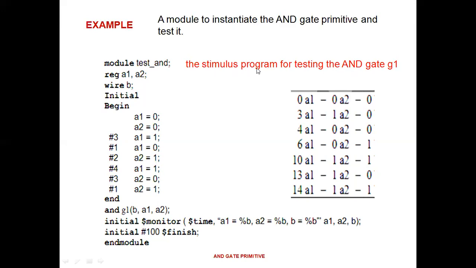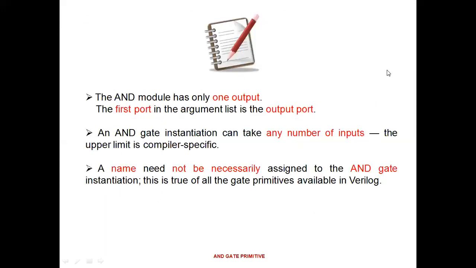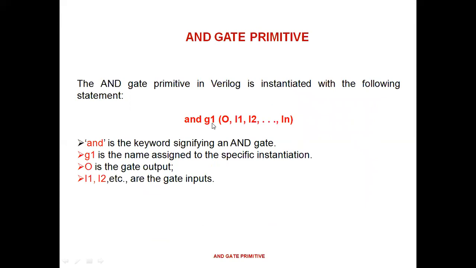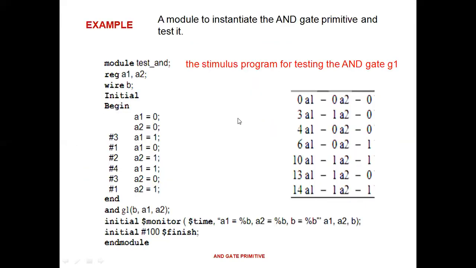What is a stimulus program? Stimulus means excitation, giving input combinations. That is why we call it a stimulus program for testing the AND gate G1. What is this AND gate G1? It is the AND gate primitive. AND gate primitive is already available in Verilog, and now we have instantiated, we have called it. Next, what is the next step?